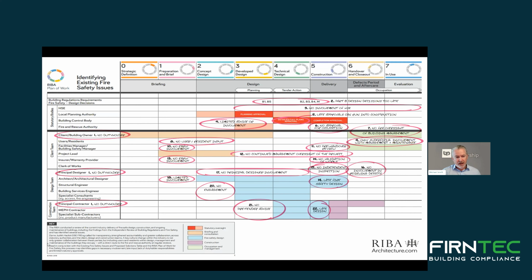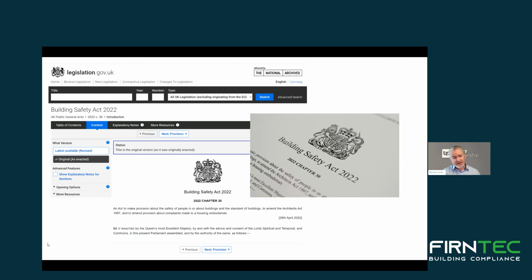But what you can also see here is this very much aligns to the new gateway processes. So the gateway 1, the gateway 2s, you can see how these critical involvements at key stages were very much recognised back in 2019. Obviously in 2022, the Building Safety Act arrived. And it's a big piece of legislation, and it has many, many tiers of additional legislation. But what was interesting is, did it really change the RIBA plan of work?